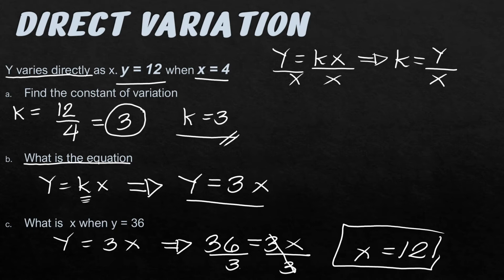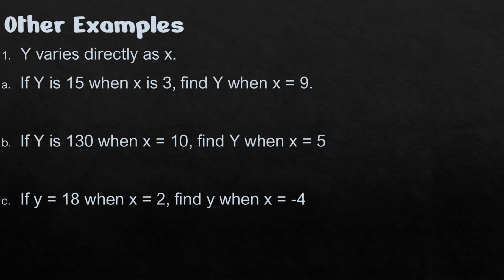Yan po, pinakita natin doon sa module natin. Yan po yung explanation paano nakuha yung answers doon sa module. So, let's have other examples that you can use to answer our activity number 1. We have here y varies directly as x. So, y is equal to kx.